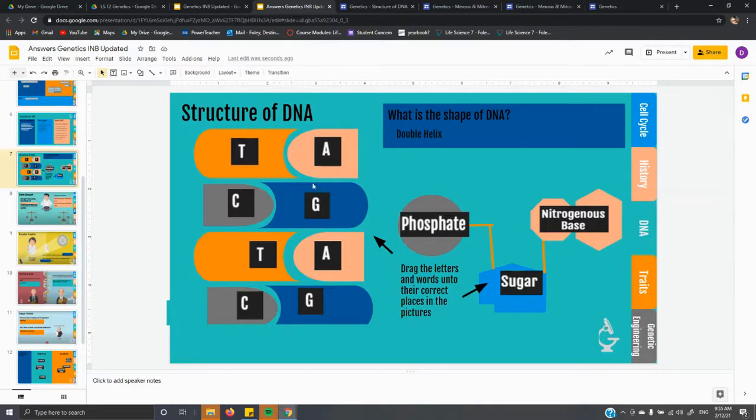The T and the T have to look the same. The A and the A have to look the same. A C and a C and a G and a G. Okay? So T and A always pair. G and C always pair. I always remember this because the G and the C both kind of curve, and that's just how I remember it. So the curved letters go together.